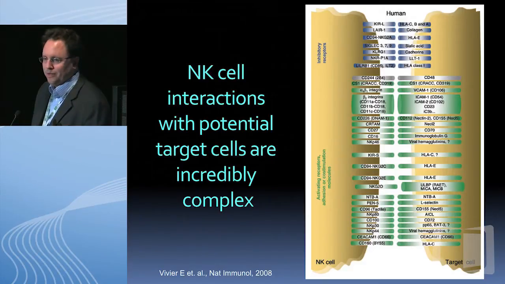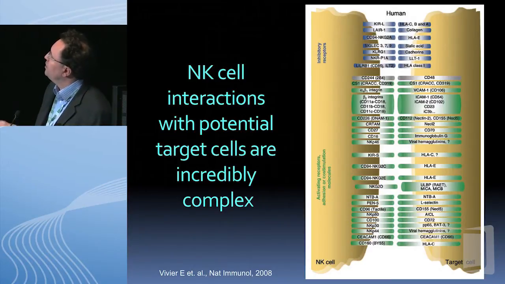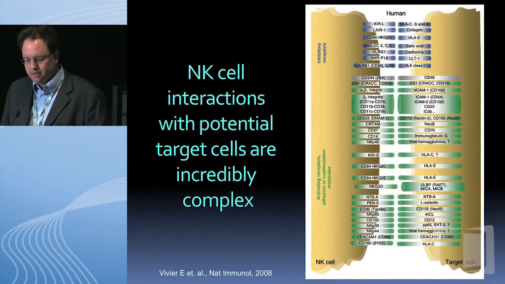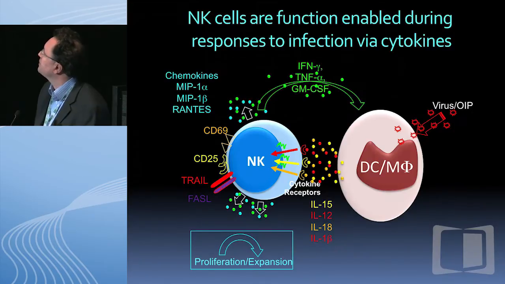This is not a simple process, so my cartoon is very simple. This is actually a very complex process, and this is just a few of the inhibitory and activating receptors that have been identified in NK cells that the NK cell integrates in order to make that decision.